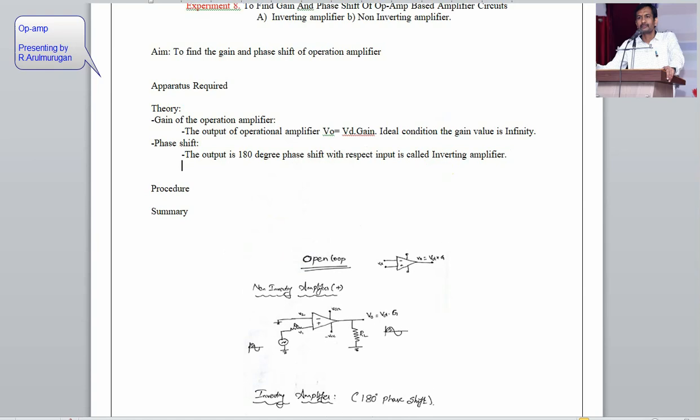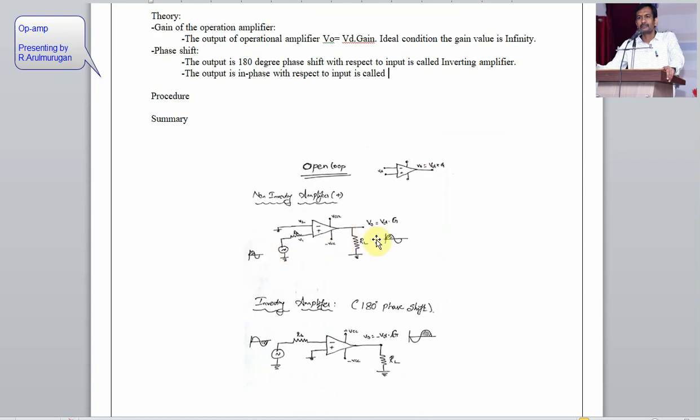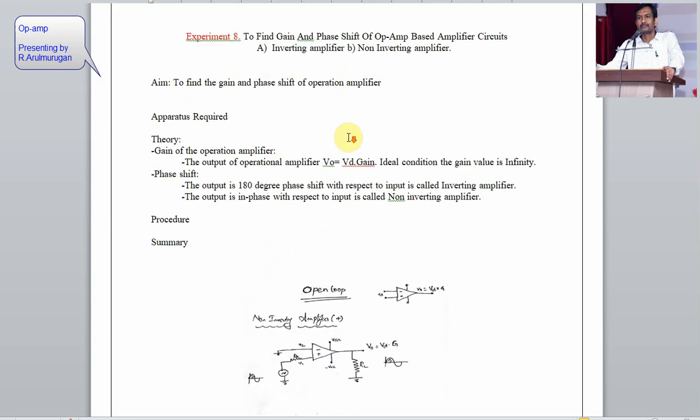If the output is in phase with respect to the input, so plus means plus, it is called a non-inverting amplifier. So that's all; this is the theory you are going to write.